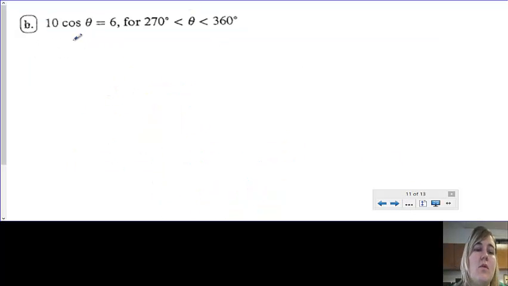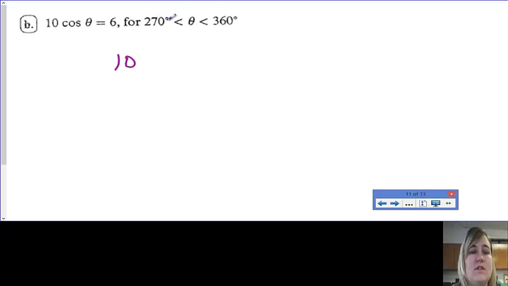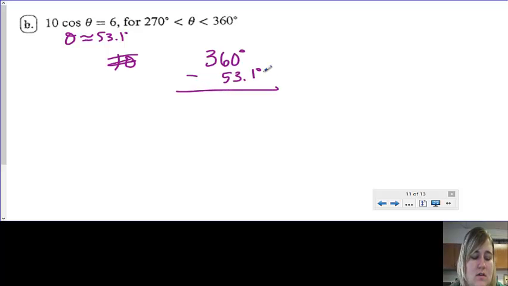Same thing here. I'm going to get that theta by itself, so I have, oh wait a second, this is the exact same one, right? Yes. Okay, and this was from 0 to 180 degrees. The other one says that it's from 270 to 360 degrees. So first of all, I already know that this theta on the last one was about 53.1 degrees. So because I want it to be between 270 degrees and 360 degrees, all I have to do is take 360 degrees and subtract this 53.1 degrees. And when I do that, I get 306.9 degrees. Final answer.